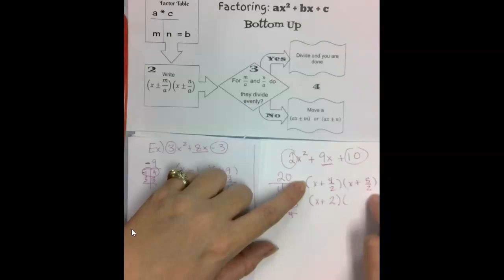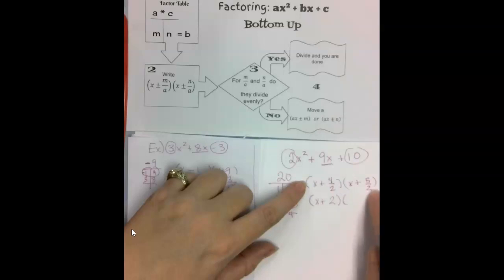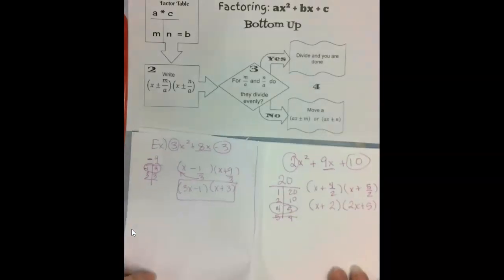Does this one divide evenly? No, so this is the bottom up. You move it from the bottom up here. 2x plus 5. All right, let's do one more.